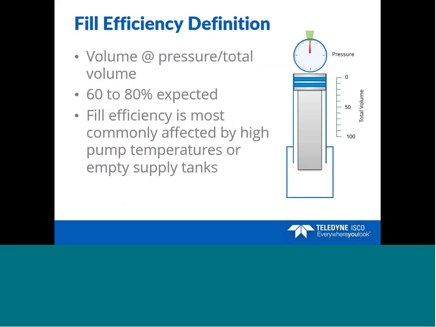Fill efficiency is defined as the volume at pressure divided by the total volume, as shown in this illustration. With good fill, 60 to 80% fill, the total volume is expected. For example, a 100 mL pump should have 60 to 80 mL of usable fluid after the pressure is reached. Poor fill efficiency is commonly caused by high pump temperatures or empty supply tanks.